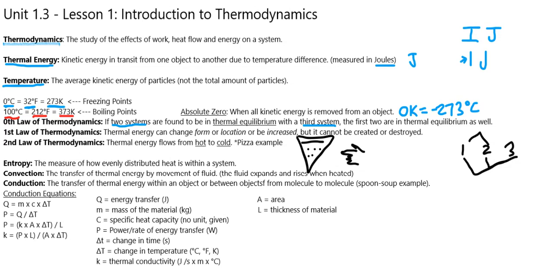Now this next term: the definition of this one is the measure of how evenly distributed heat is within a system. That's straightforward also. Then convection and conduction, that's important. Convection is the transfer of thermal energy by movement of fluid. The fluid expands and then rises when heated.